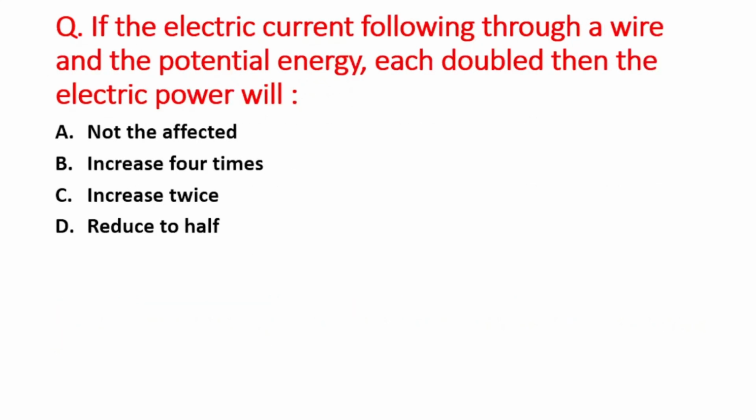Next question is: if the electric current flowing through a wire and the potential difference are each doubled, then electric power will be A option is not affected, B option is increased 4 times, C option is increased twice and D option is reduced to half. So the right answer is option B, that is increased 4 times.